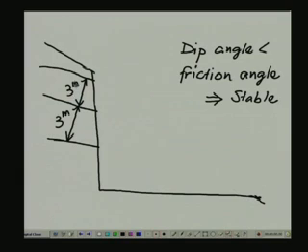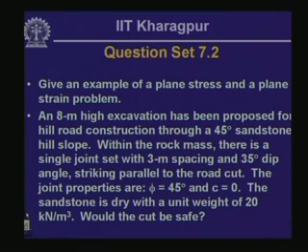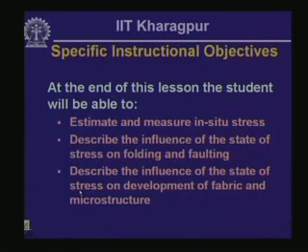Okay, so the jointed sandstone of this type is going to remain stable. So that is the conclusion that we have drawn from this particular simple example. Okay, now we get on with today's lesson.